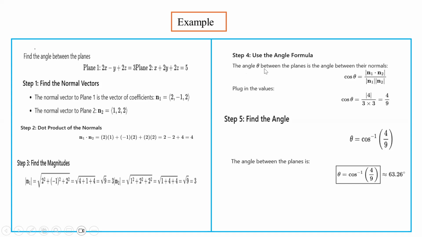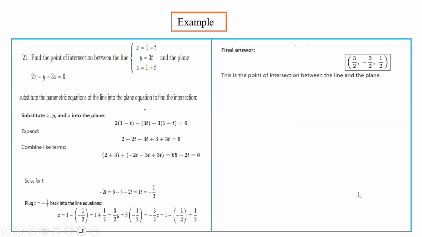The angle theta between the planes is the angle between their normals. So we use our formula: cos theta is equal to the absolute value of N1 dot N2 divided by the magnitude of N1 times the magnitude of N2. When we substitute our values, we have the absolute value of 4 divided by 3 times 3, and that will give us 4/9. The last step is to find the angle. We take cos inverse of 4/9, and that will give us an angle of approximately 63.26 degrees.